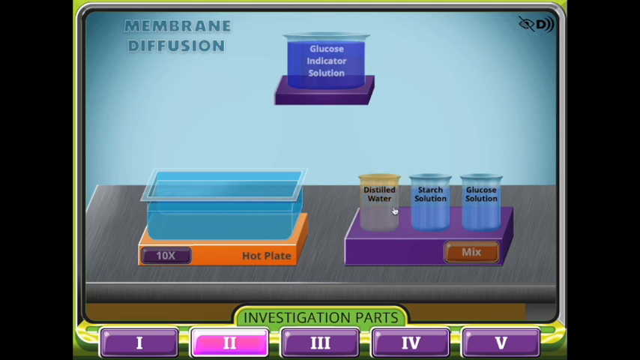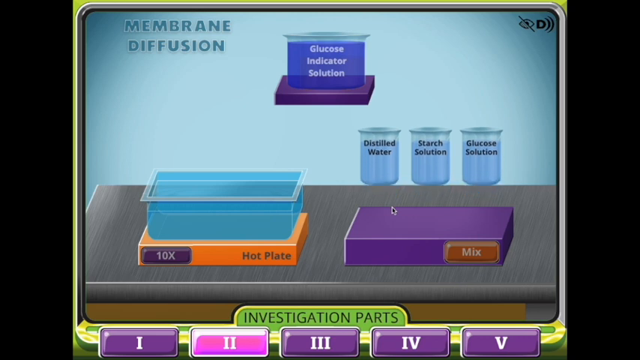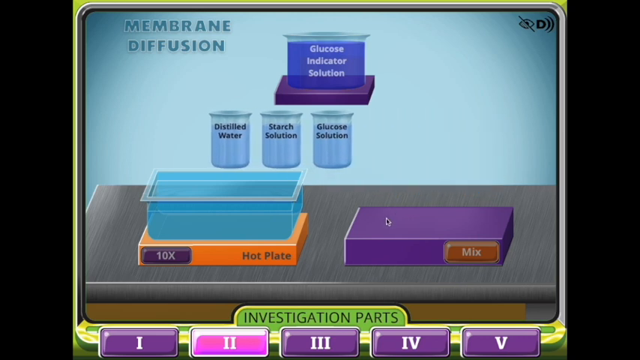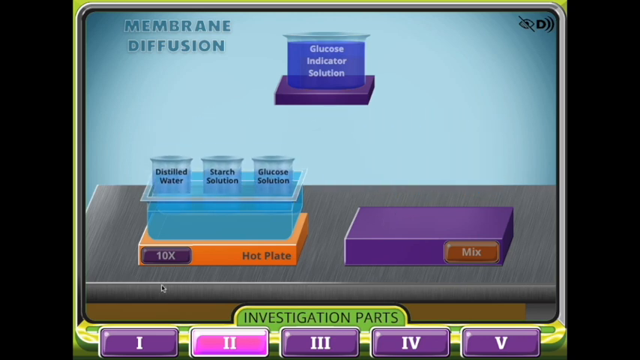Select one of the beakers to add the 3 beakers to the hot water bath. Choose the 10x button to speed up the process, and then observe your results.